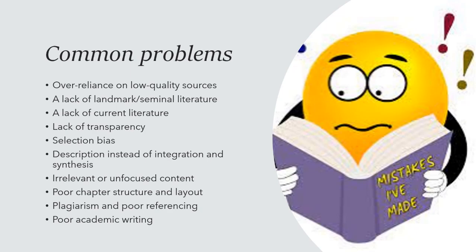Please be careful of description instead of integration and synthesis, and that goes to your higher order thinking. Very important, irrelevant or unfocused content. Please make sure that your content is focused, and I've given you some ideas how to achieve that. Poor chapter structure and layout, that speaks to the coherency and flow of your literature review. Make sure that there's a logical structure and that there's also an internal congruence with what you write under your headings. Plagiarism and poor referencing.